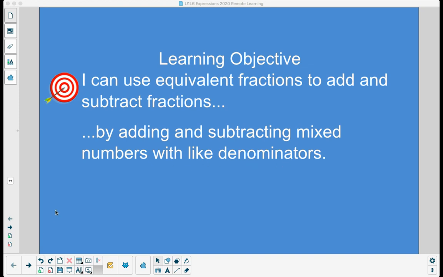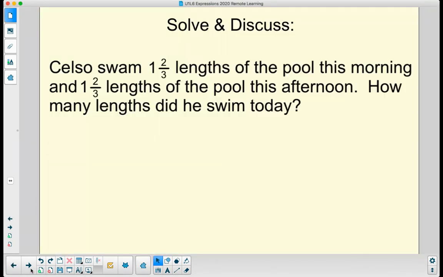You might just discover that it's really not any different than adding and subtracting whole numbers or adding and subtracting fractions. It's just kind of a combination of them. Let's say we have this math situation. Celso swam 1 2/3 lengths of the pool this morning and 1 2/3 lengths of the pool this afternoon. How many lengths did he swim today? If you're not comfortable on how to say these mixed numbers, I suggest you view lesson 5.